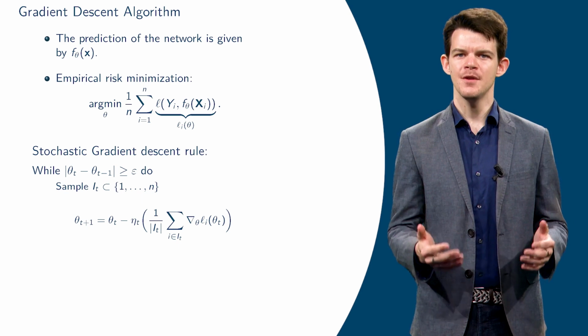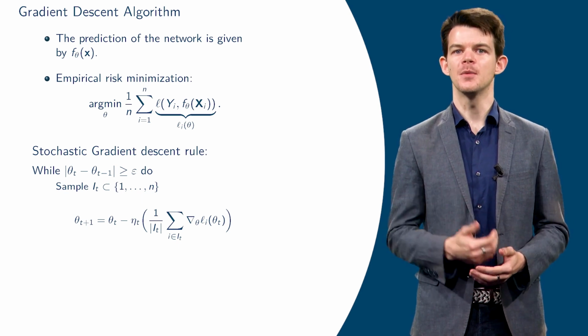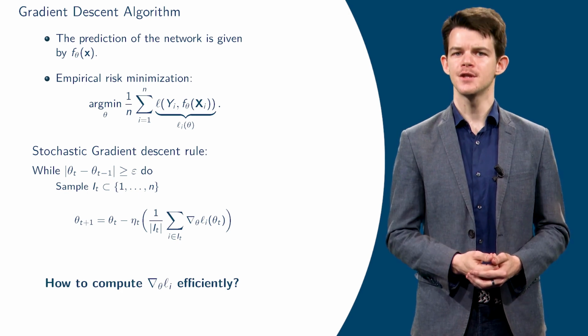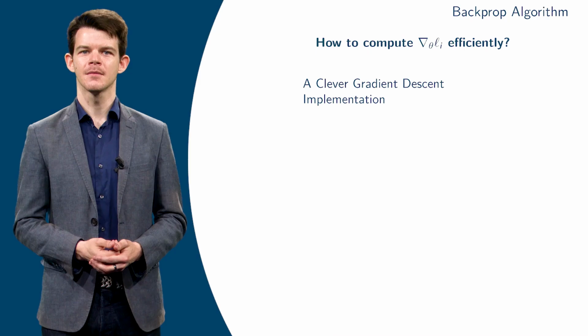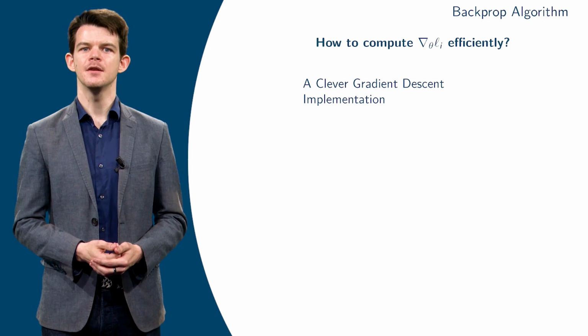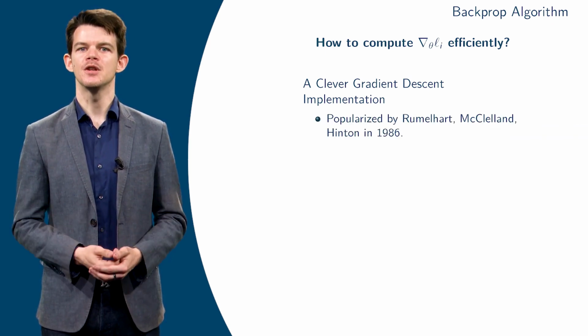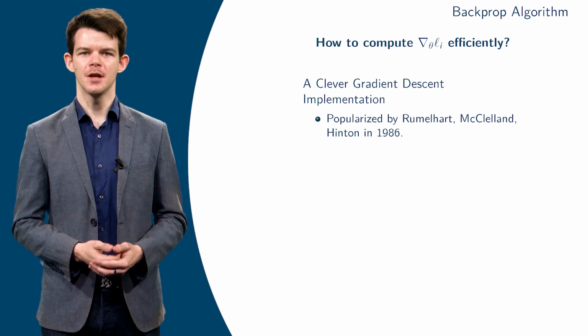So we have almost everything to train our network. The only remaining problem is, how can we compute the gradient of the loss efficiently? This question was answered precisely for neural networks in 1986. The algorithm used to compute efficiently the gradient is called the backpropagation algorithm.